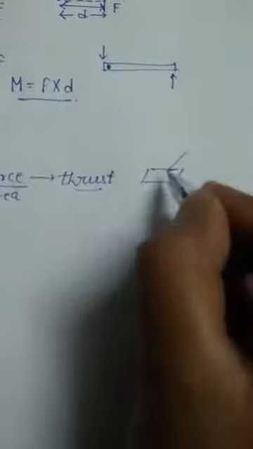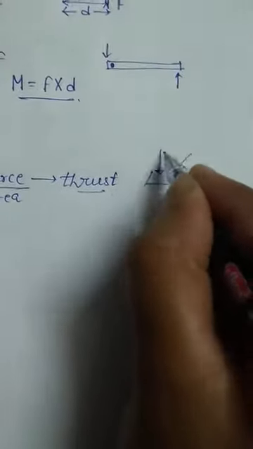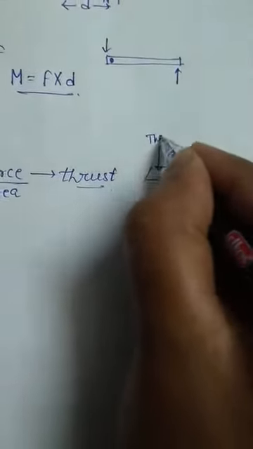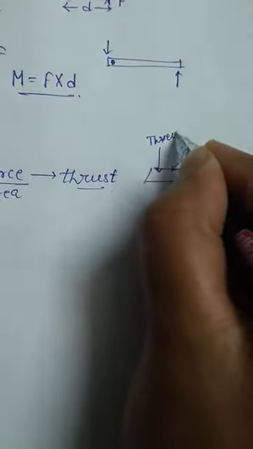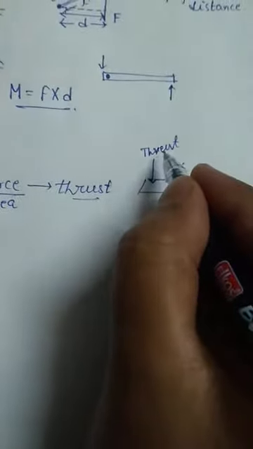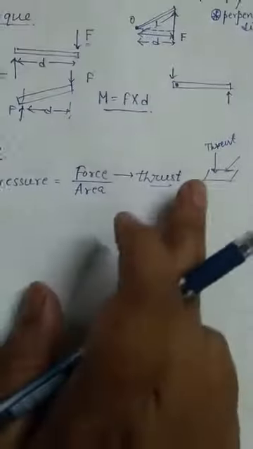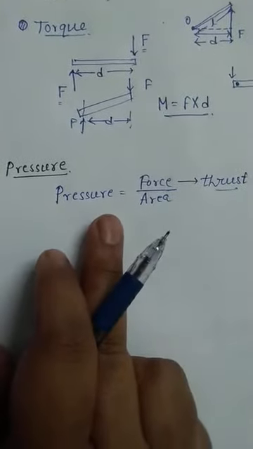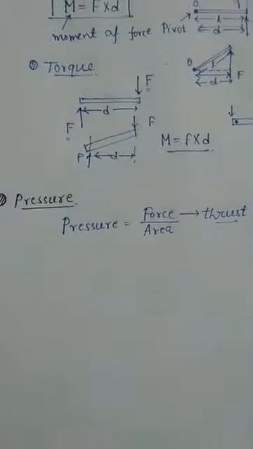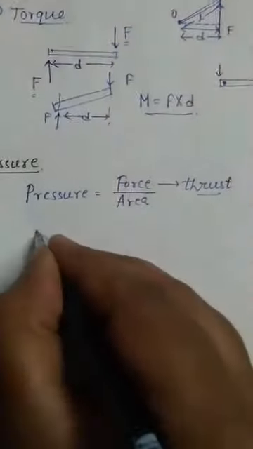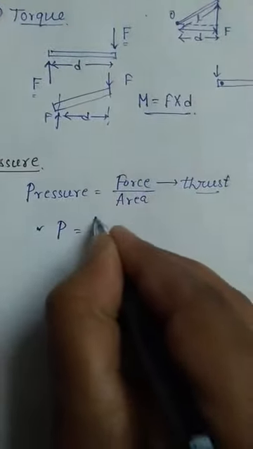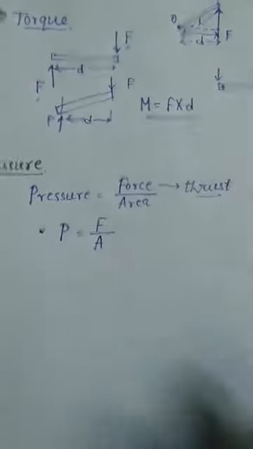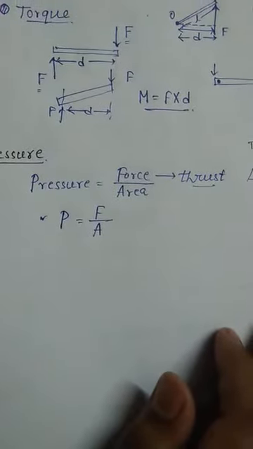Suppose this is a plane, and a force is acting like this. This is not thrust, but if a force is acting perpendicularly, that is thrust. This is thrust. But this is not thrust, this is a simple force. So what is pressure? The thrust acting per unit area is called the pressure. So we are getting the formula from here: pressure equals force by area.